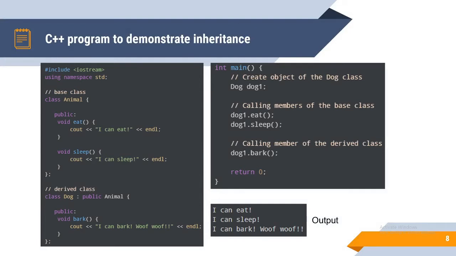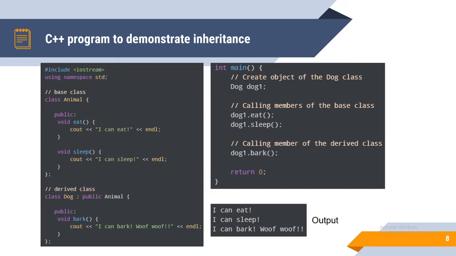This is a program which demonstrates how inheritance works in a program. As you can see here, we have a base class, which is animal, and we have the member functions eat and sleep. Our function eat has a definition, cout I can eat, and the function sleep has a definition, cout I can sleep. If these two functions are called, then all the statements inside of these member functions will be output, or will be processed.